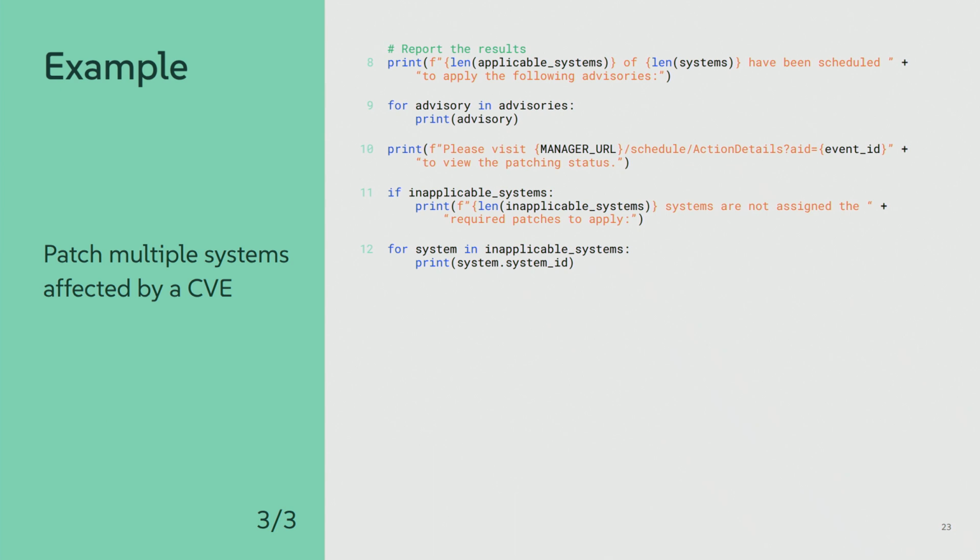And at step 11, I'm checking if I have any inapplicable systems I can patch, which needs attention. So that's what I'm doing there, and I'm printing the number of systems not assigned the required patches to apply, followed by the actual system IDs of all the inapplicable systems. So as a next step, I probably need to take care of them. And that was the final example.